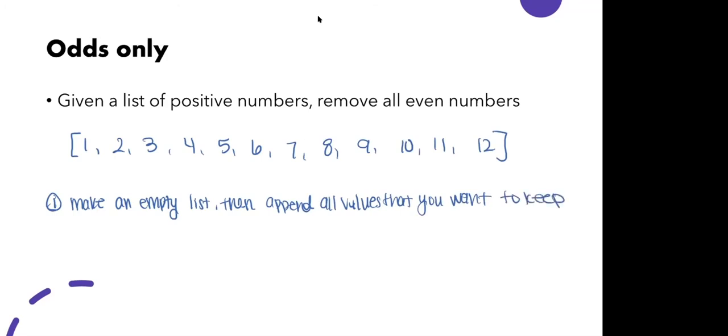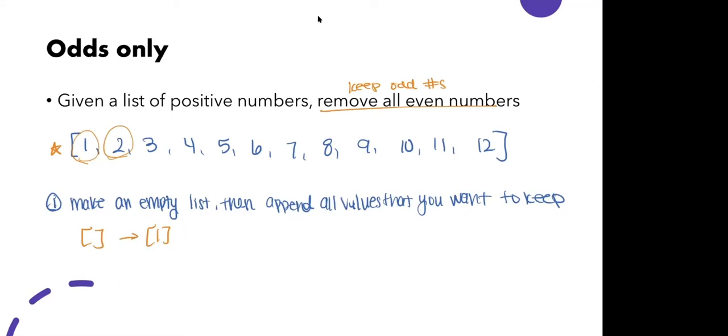So for example, if we use this example right here, I create my empty list. I want to remove all even numbers, which means I want to keep odd numbers. So I look at the 1 and I say 1 is an odd number, so I will add it to my list. So I have 1 in my list. The next number is 2, but 2 is even. So I don't want to keep 2. I want to remove it.